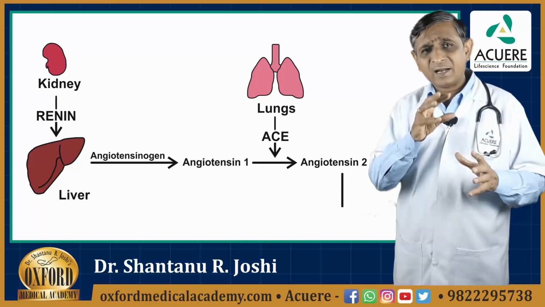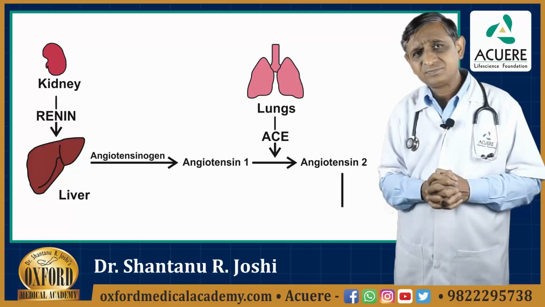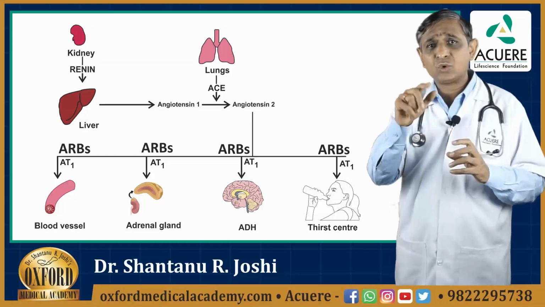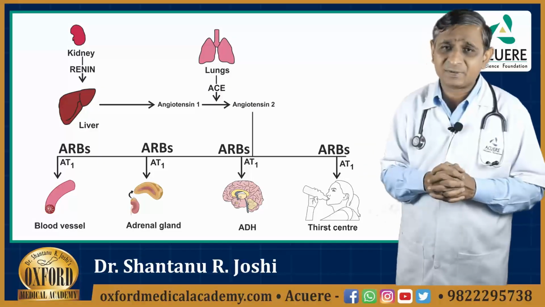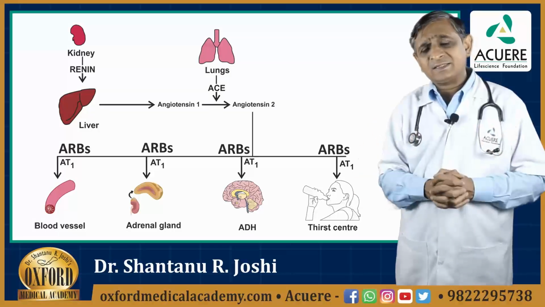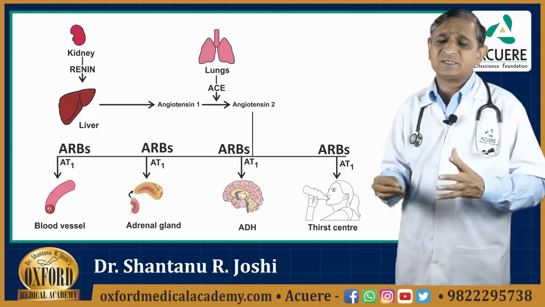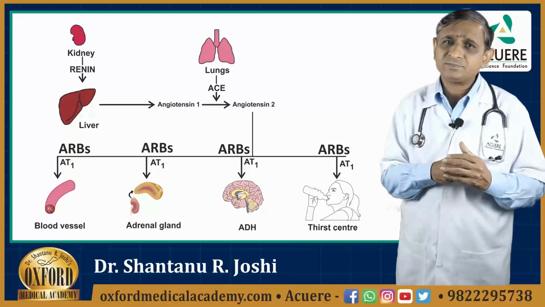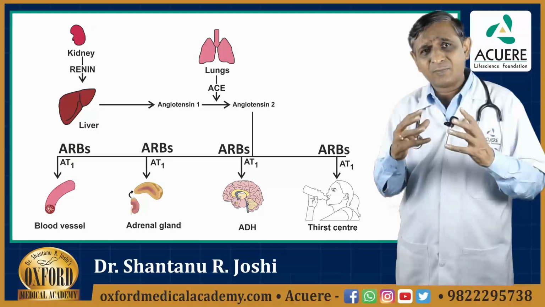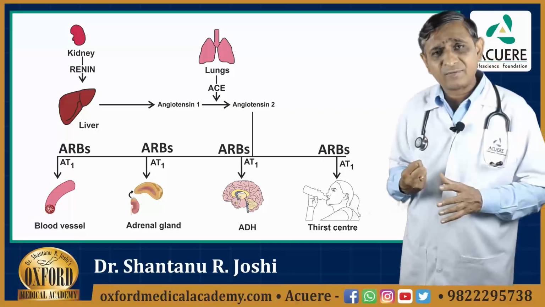This angiotensin 2 acts at different places, starting with the peripheral blood vessels. It will act through one receptor known as angiotensin 1 type receptors. In the peripheral blood vessels, these angiotensin 1 type receptors are present, and this is where angiotensin 2 is going to act, bringing about the constriction of the peripheral blood vessels.